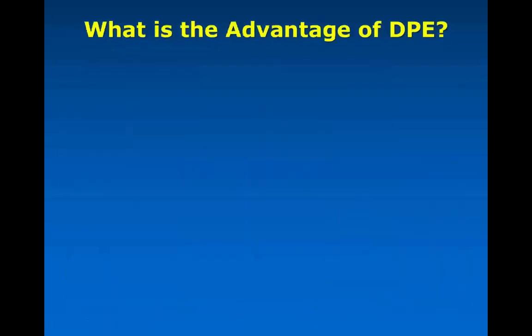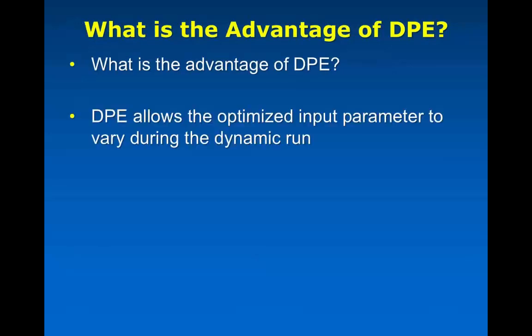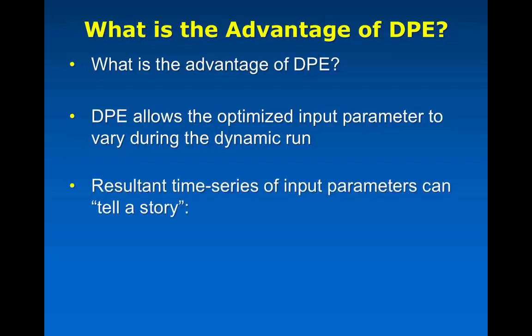So that leaves us with the question of why is this useful? What is the advantage of this over regular optimization? Well, again, I sort of summarized it at the end of that previous slide. DPE allows us to not look at just one value for the entire simulation, but rather a time series of values. And quite often that time series of input parameters can tell you a story about what's going on during that simulation. One value didn't cut it throughout the whole length of that simulation.